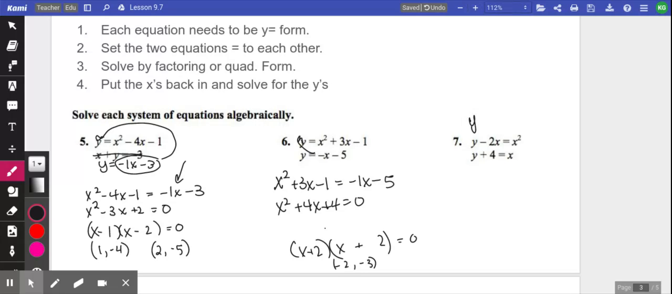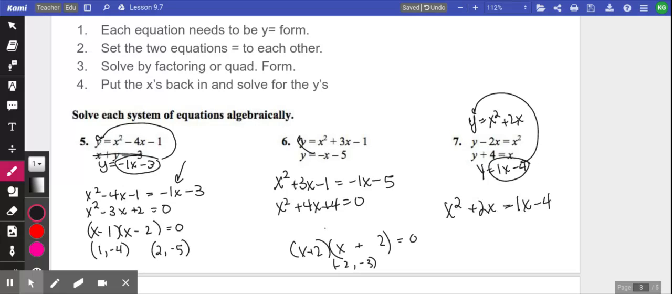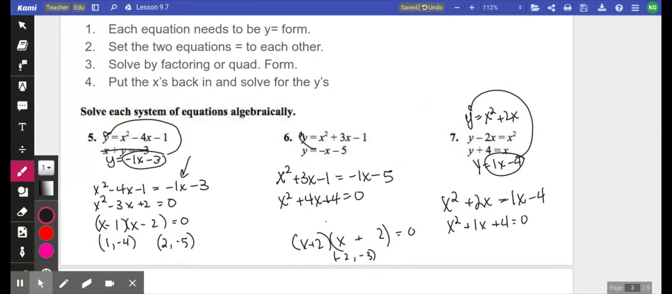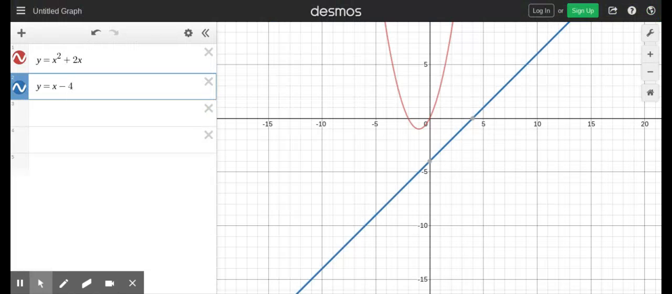Okay, on the last one, the first thing I'm going to start with is adding 2x to both sides. And this bottom one needs to subtract 4. So that would give me x squared plus 2x equals 1x minus 4. So x squared plus 1x plus 4 equals 0. And this time there are no factors of 4 that add up to 1. So this one for sure should be a no solution. So y equals x squared plus 2x. And y equals 1x minus 4. And if you look here, they do not cross, so there is no solution.